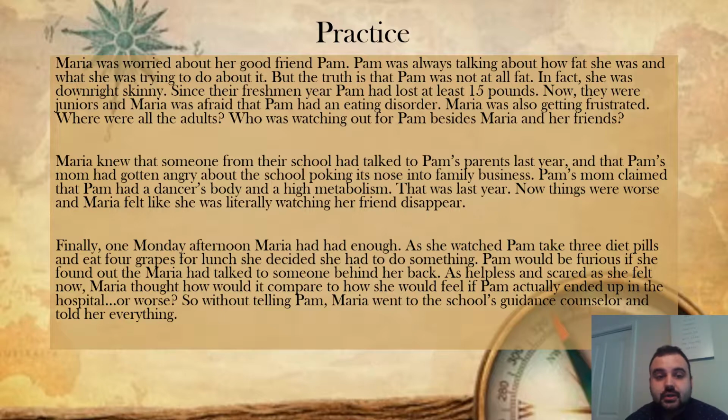Now they were juniors and Maria was afraid that Pam had an eating disorder. Maria was also getting frustrated. Where were all the adults? Who was watching out for Pam besides Maria and her friends?